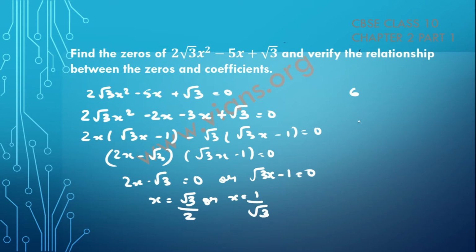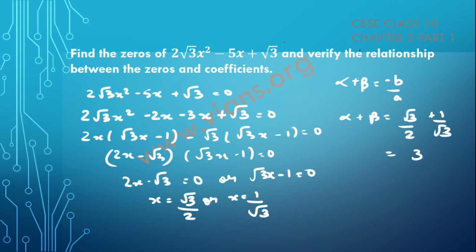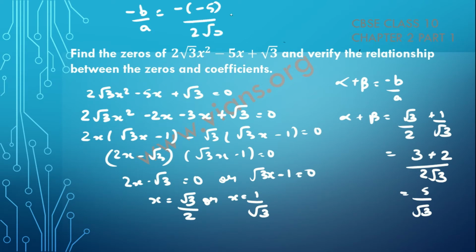If I had to find the relationship between zeros and coefficients, how would I write that? Alpha plus beta is equal to minus b by a. Alpha plus beta is equal to root 3 by 2 plus 1 by root 3, which is nothing but root 3 into root 3 is 3, plus 2 into 1 is 2, divided by 2 root 3. That's nothing but 5 by 2 root 3. Alright, if I took this as minus b by a, that would be minus into minus 5 divided by 2 root 3. That's nothing but 5 by 2 root 3.